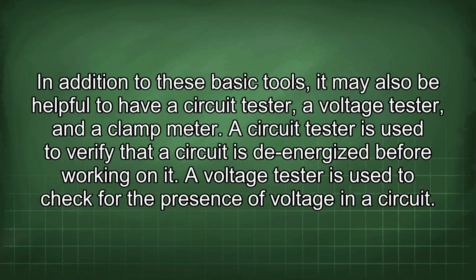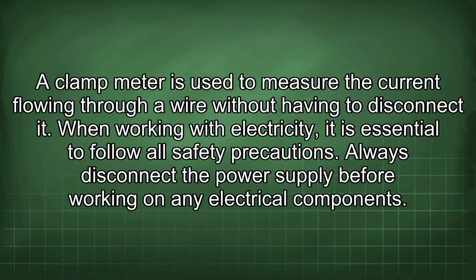In addition to these basic tools, it may also be helpful to have a circuit tester, a voltage tester, and a clamp meter. A circuit tester is used to verify that a circuit is energized before working on it. A voltage tester is used to check for the presence of voltage in a circuit. A clamp meter is used to measure the current flowing through a wire without having to disconnect it.